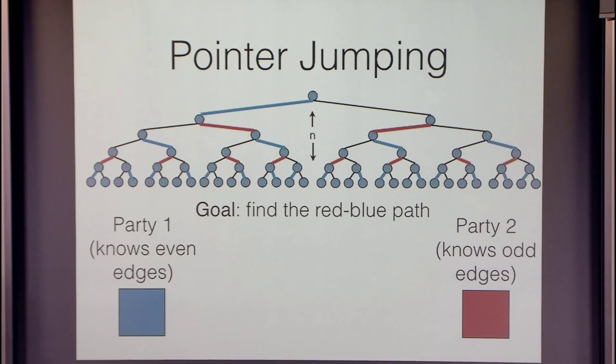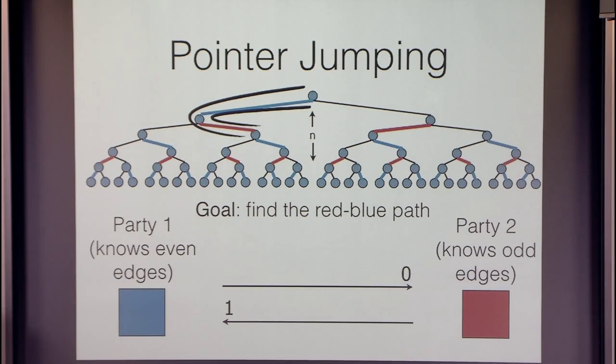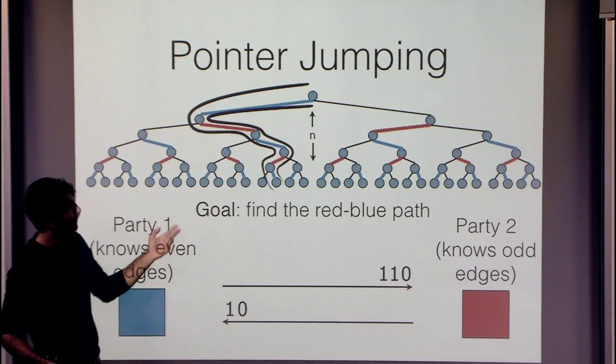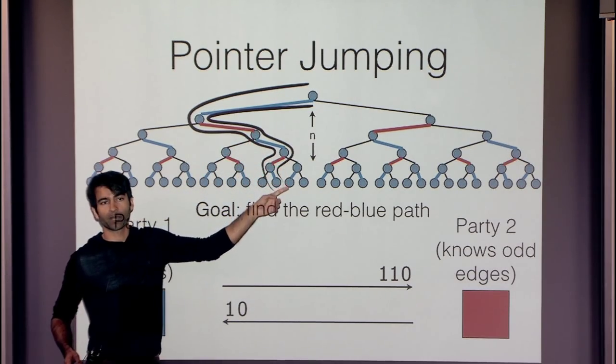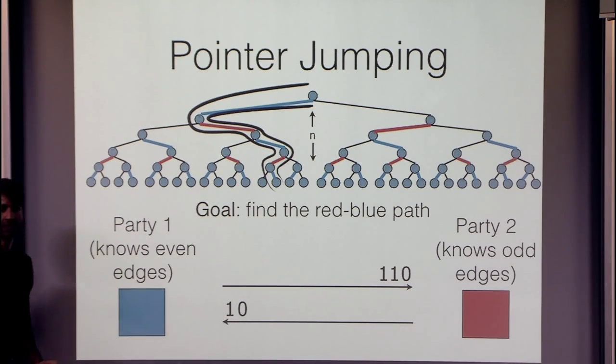Okay, so there's a trivial n-bit communication protocol for this problem, which is that the first party can send a bit to indicate what the first edge is, the edge that he knows that comes out of the root. Then the second party can respond with a bit that says what the second edge of the path is, and so on, right? So in this way, after n bits of communication, they'll have figured out what the path is that goes from the root to a leaf in this tree.